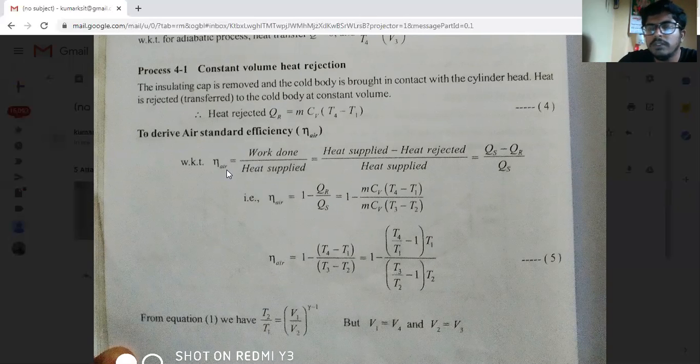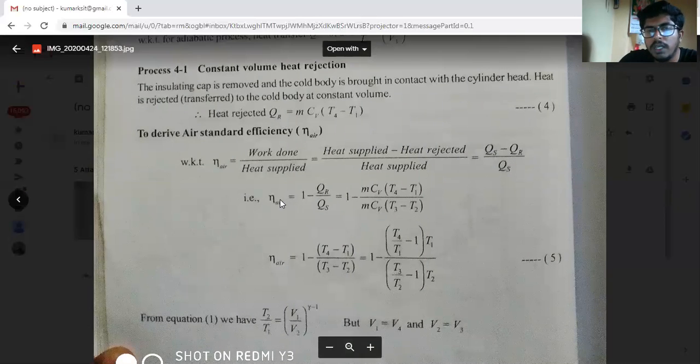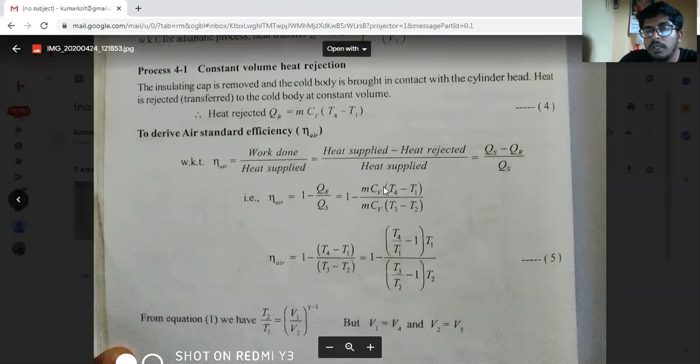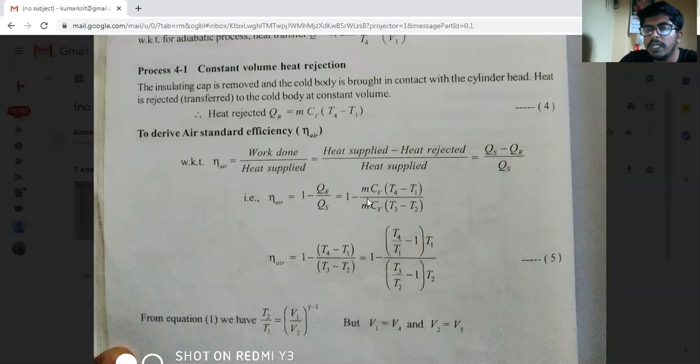Air standard efficiency is defined as the ratio of work done to heat supplied. What is work done? Heat supplied minus heat rejected, divided by heat supplied: (QS minus QR) divided by QS. So air standard efficiency equals 1 minus QR by QS, where QR is M into Cv into (T4 minus T1) divided by M into Cv into (T3 minus T2). Here M into Cv cancels, so the expression is 1 minus (T4 minus T1) divided by (T3 minus T2).